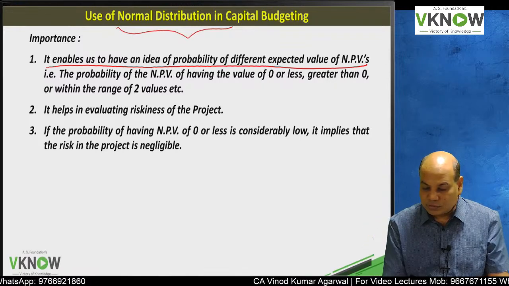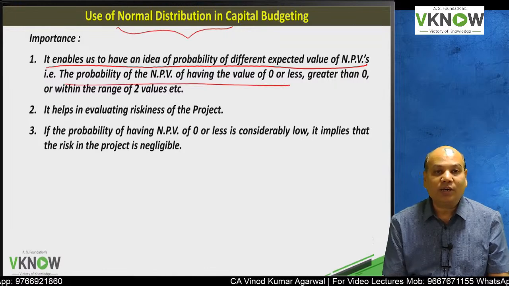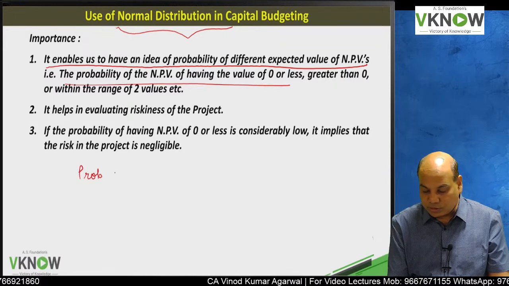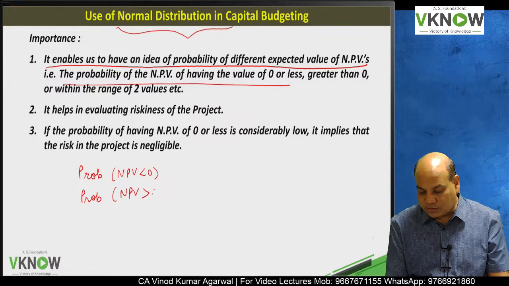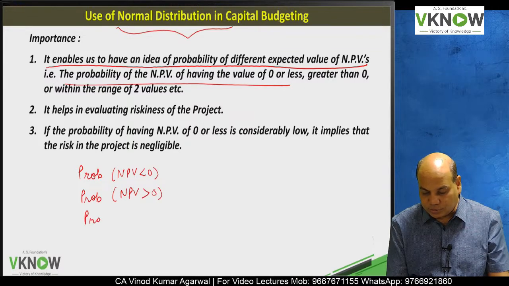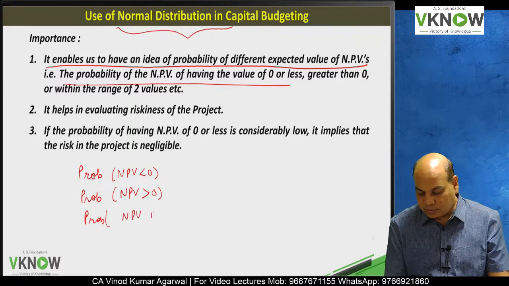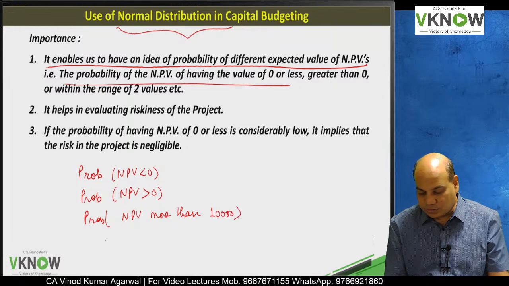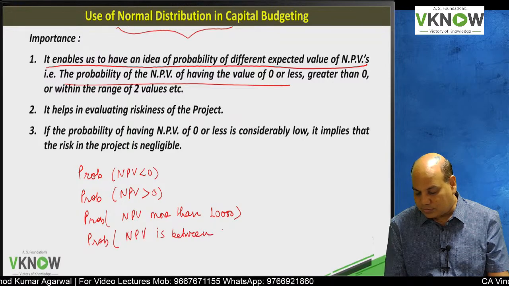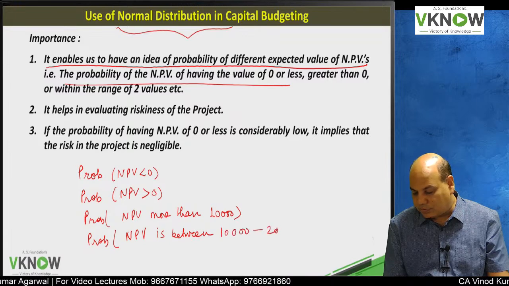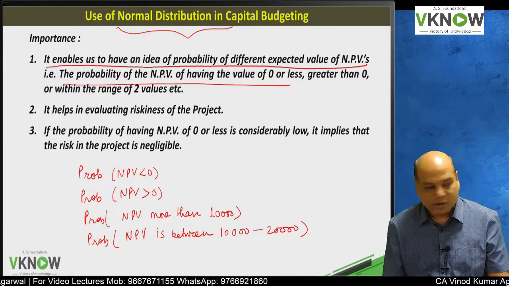For example, we can calculate what is the probability that NPV will be less than 0, the probability that NPV will be more than 0. We can find the probability NPV will be more than, let us say, 10,000. We can find the probability that NPV will be between two numbers, like what is the probability NPV will be between 10,000 and 20,000.